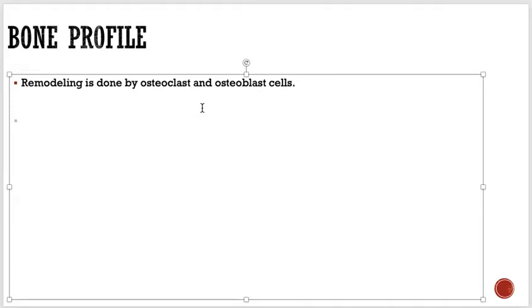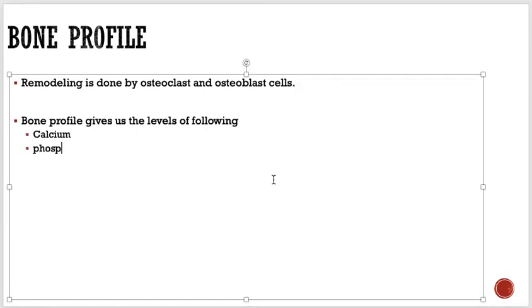So whenever we order a bone profile, it gives us the levels of the following: calcium, phosphate, alkaline phosphatase, and they also give us albumin levels.